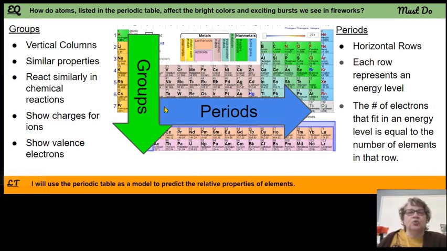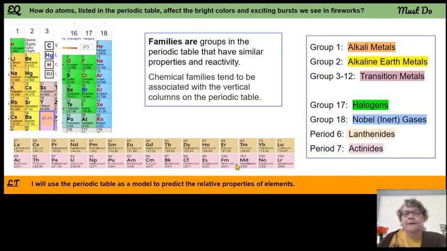The periodic table organizes things in groups and periods. Groups are vertical columns, so they go up and down. They have similar properties. They react similarly in chemical reactions. They show charges for ions, and they show valence electrons. All of these we'll get to in other lessons. Periods go side to side. They're horizontal rows. Each row represents an energy level. Again, we'll talk about that in the near future. The number of electrons that fit in an energy level is equal to the number of elements in that row. Again, we'll talk about that later.